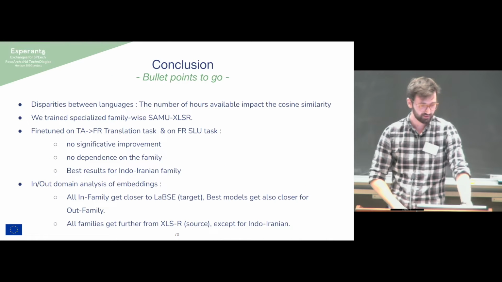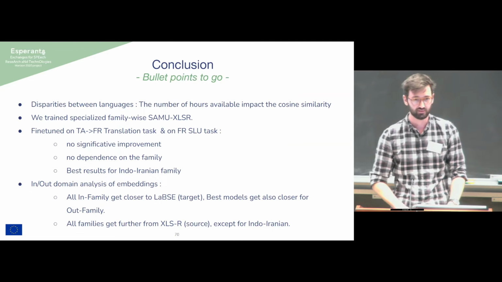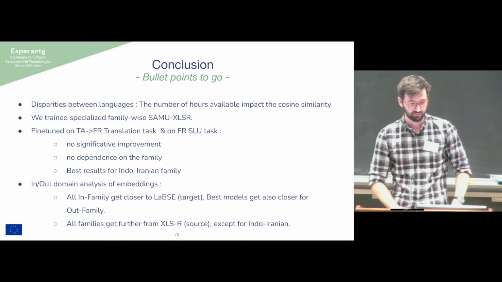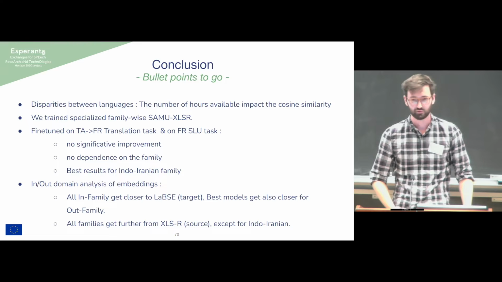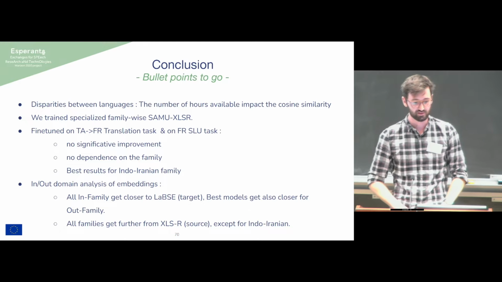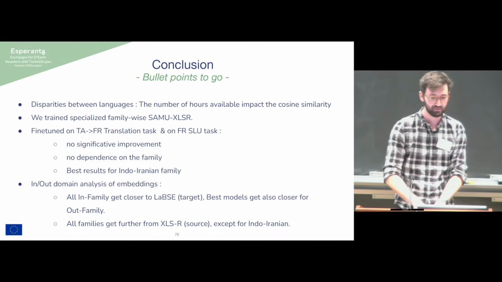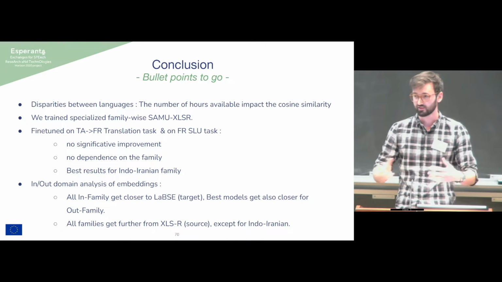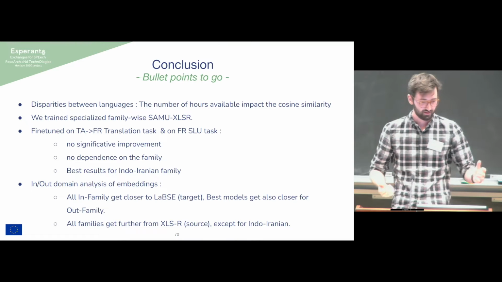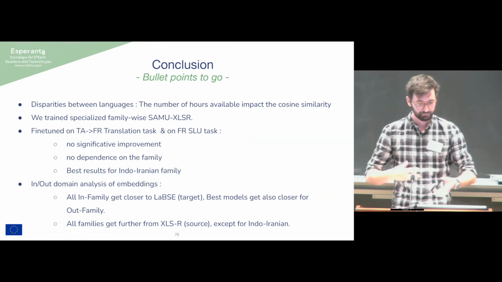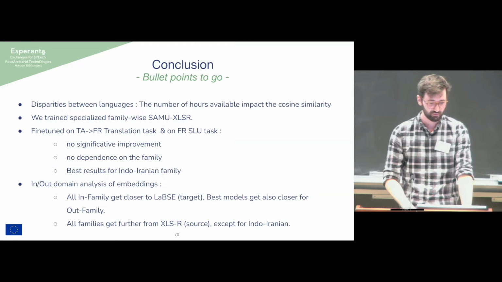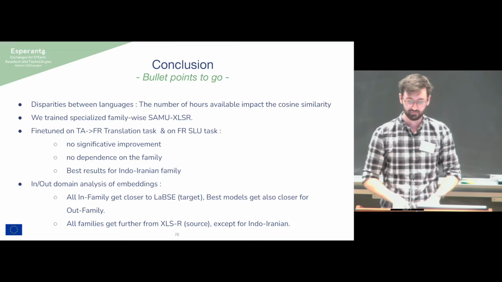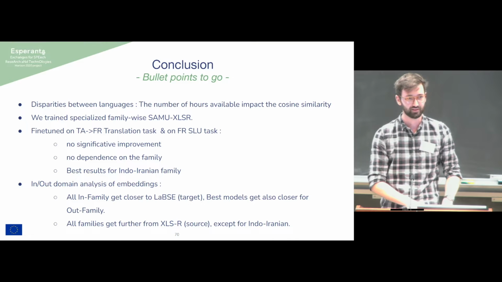So quickly, what to take away about those different families. The first thing, kind of obvious, but we have huge disparities in use between the languages. So the number of hours available is going to impact the cosine similarity of the embeddings. So obviously it's going to impact the behavior of the model. To get a bit better result about this, we trained some specialized family-wise models and fine-tuned them on two tasks.